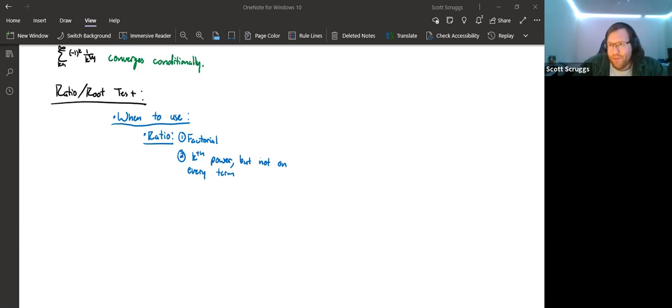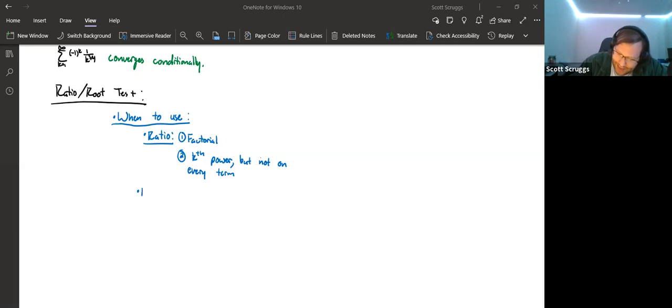So if I see a K power somewhere, but say not a K power in every single term, even if I don't see a factorial, I'll be more inclined to try to use a ratio test rather than a root test. And the reason why is, yep, the root test will cancel out some of those K powers, but they don't have a number or K raised to a 1/K power. And now you've given me an indeterminate power that makes it harder to work with.